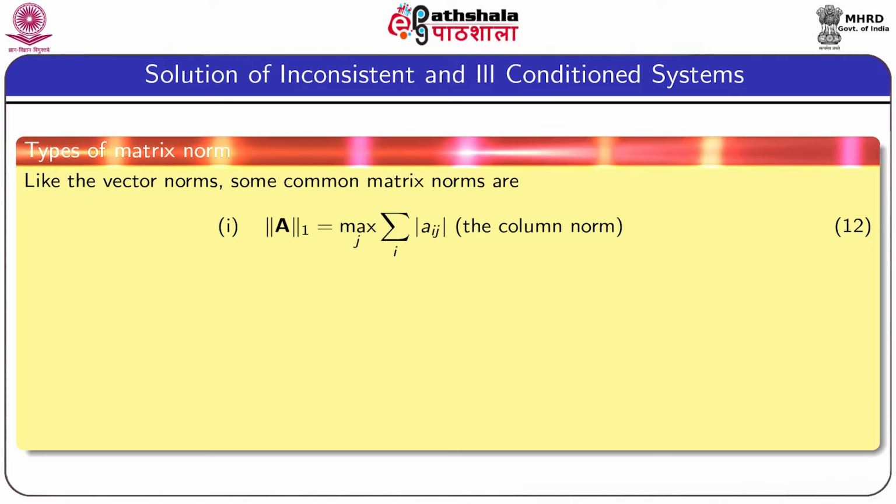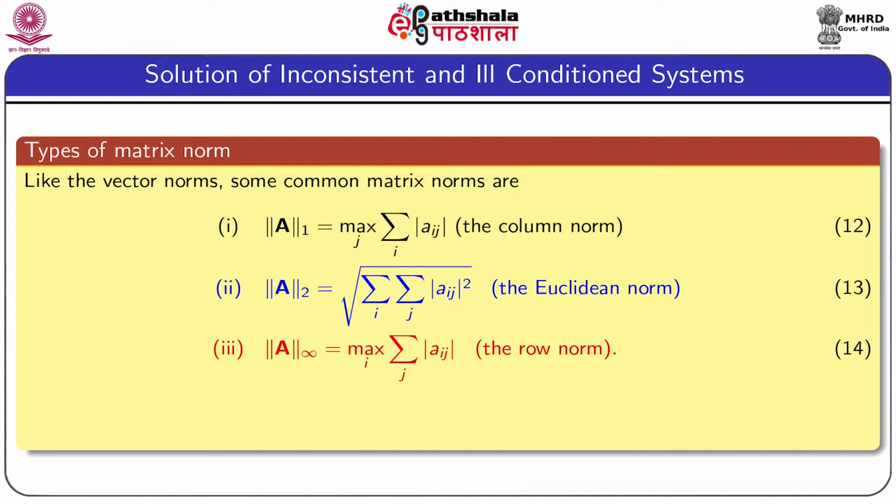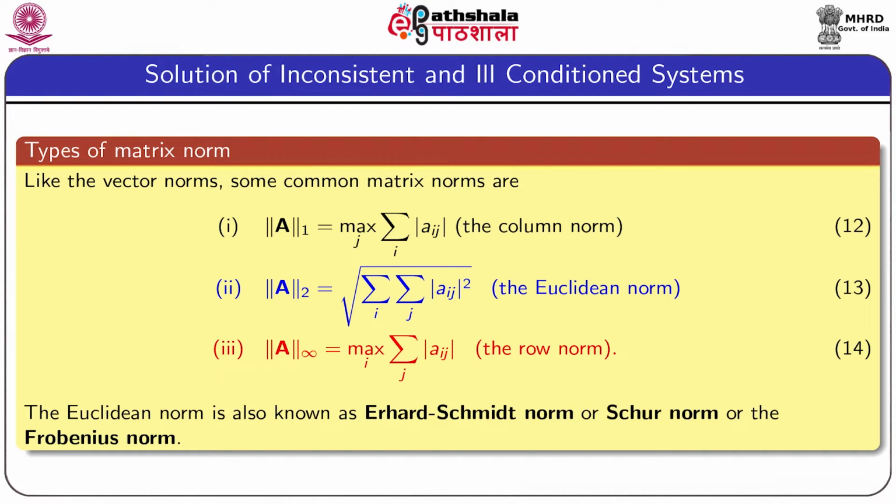Like vector norms, we can define different kinds of matrix norm. The first norm is denoted by norm 1, this is the column norm. The second one is the Euclidean norm, which is the square root of the sum of squares of all elements. And the third norm is the infinity norm, and this is called the row norm of a matrix. The Euclidean norm is also known as the Hilbert-Schmidt norm, Schur norm or the Frobenius norm.